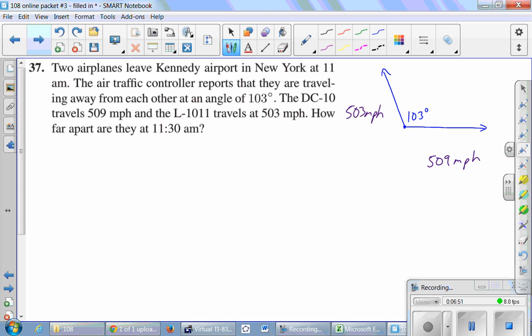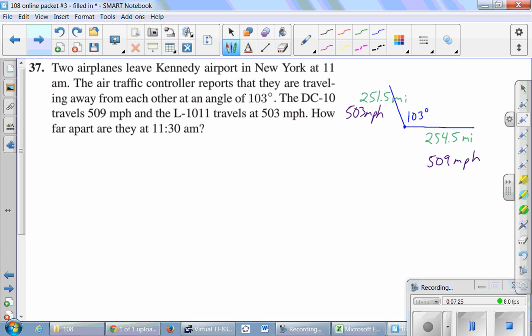Okay, so 11:30 a.m. is half an hour after we started this scenario. So distance equals rate times time. We just need to do half of these rates, these speeds, in order to find the distances. So we'll fill in the distances here. Half of 509 is 254.5 miles. That's how far this guy is. And then the other one is half of 503, 251.5 miles.